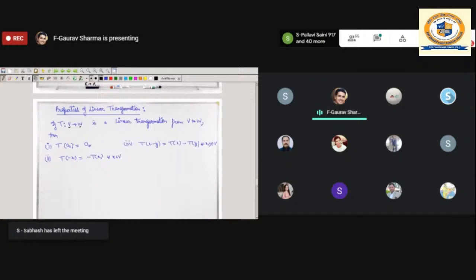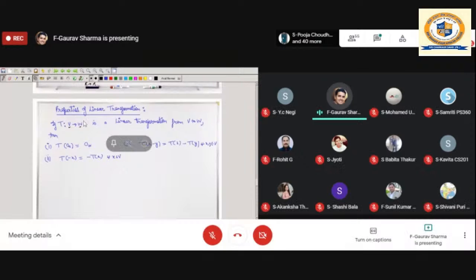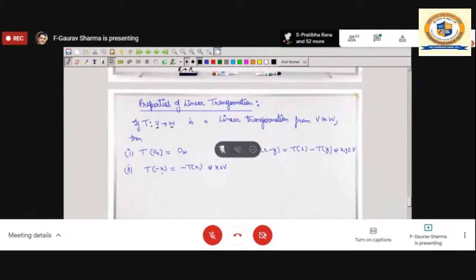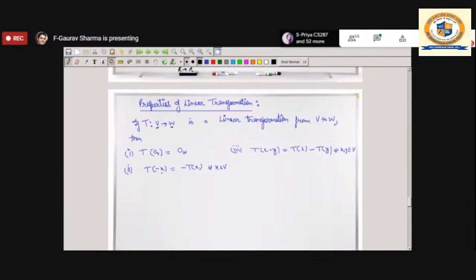That was the case Rohit sir was discussing in the third example, that a line passing through 0 must be mapped to a line passing through 0, because there is a 0 on that line and it should be mapped to 0 only. And the second property is T of minus x equals minus Tx. So the additive inverse of x is mapped to the additive inverse of its image.